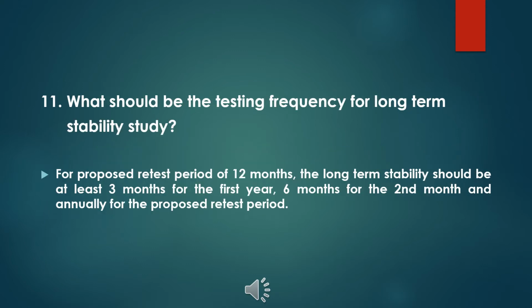Next question. What should be the testing frequency for long-term stability study? For a proposed retest period of 12 months or more, the long-term stability testing should be every 3 months for the first year, every 6 months for the second year, and annually thereafter for the proposed retest period.